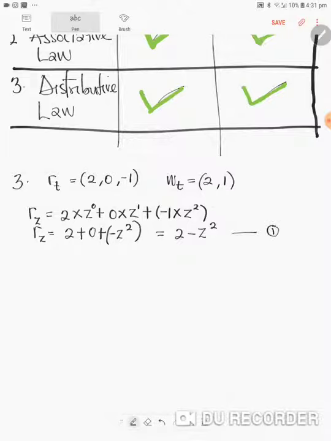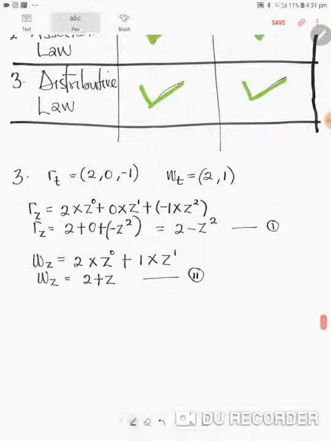So for WZ, you have 2 times Z plus 1 times Z, 0, 1, and then you have 2 plus Z. So that's your equation 2. Yeah?